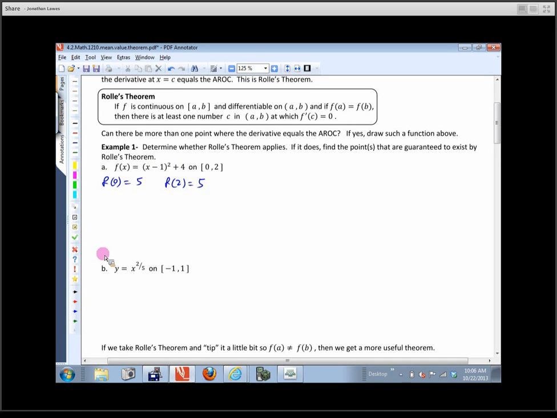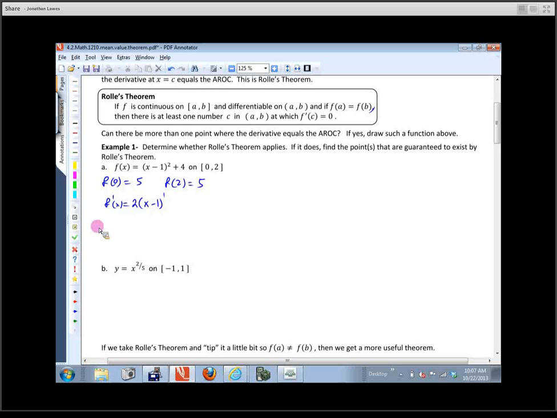Have I made any arithmetic mistakes? Are we doing okay so far? Okay, so we've got that taken care of, right up to that comma right there. We've got everything there. Okay. So then it says there's at least one number in that interval where the derivative will equal 0. Well, let's find the derivative. So let's find f prime of x. F prime of x is going to be 2, leave the inside alone, reduce the exponent. That's going to be a 1. So here's the derivative.